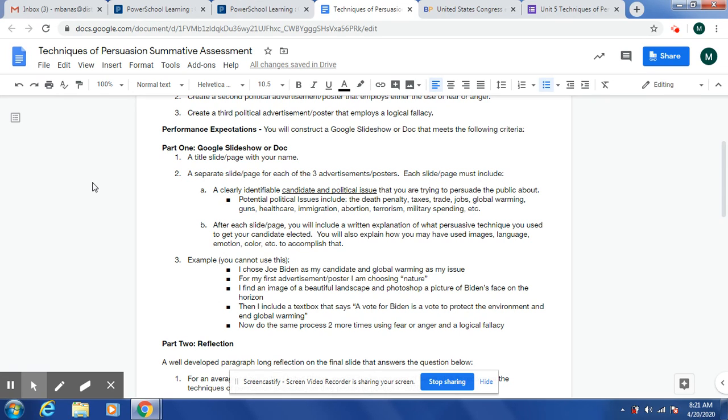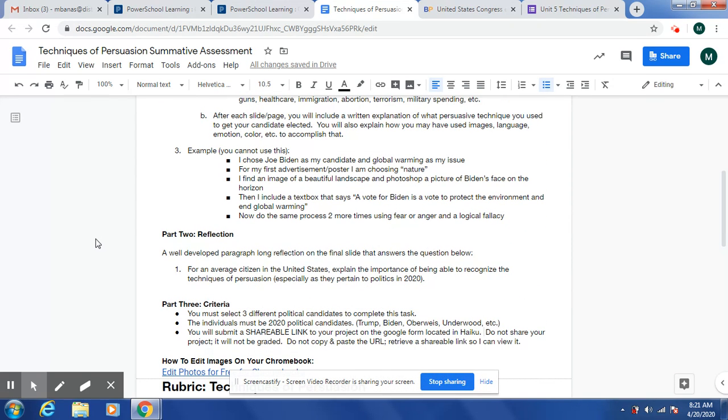So for example, don't use this, but you can use Joe Biden. And this is why I had you guys do a little bit more work on Joe Biden and Donald Trump, because those are two candidates you guys can use right off the bat because you have some knowledge about them and what they stand for, what their issues are. So you can say, hey, I choose Joe Biden as my candidate and global warming as my issue. My first advertisement poster, I'm choosing nature. I find an image of a beautiful landscape and Photoshop Biden's face on the horizon. Then I include a text box: a vote for Biden is a vote to protect the environment and fight global warming. And now you do the same for two more, using fear or anger and a logical fallacy. So that's what you're going to do for these three advertisements. Again, you can use Joe Biden, just don't use that same exact scenario.